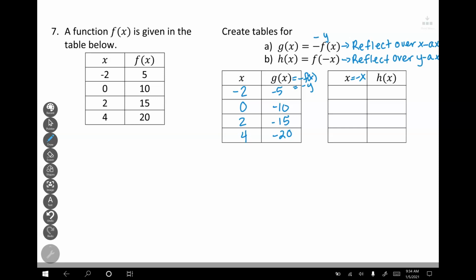Okay, and the next one, reflecting over the y-axis, multiplying each x value by -1. You're just changing the signs of your x values. So -1 times -2 is 2. -1 times 0 is still just 0. We get -2 and -4. The y values do not change.